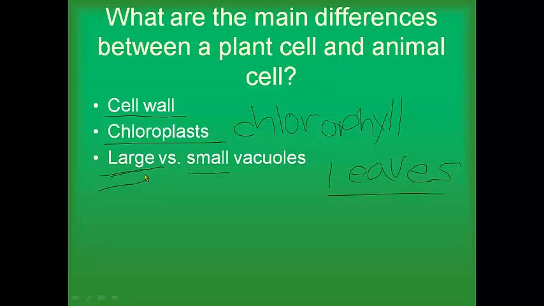So 3 differences between an animal cell and a plant cell. A plant cell has a cell wall. A plant cell has chloroplasts in some of its cells, especially in the leaves. And a plant cell has large vacuoles. Those are the 3 main differences.